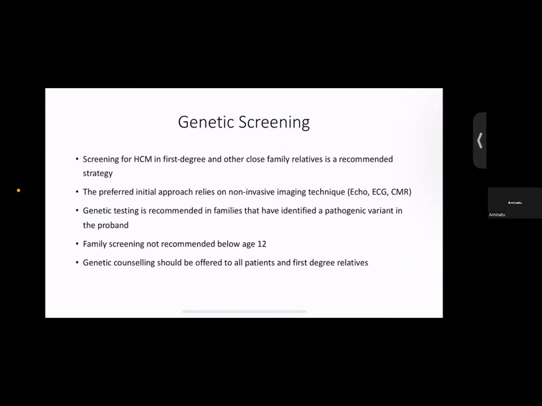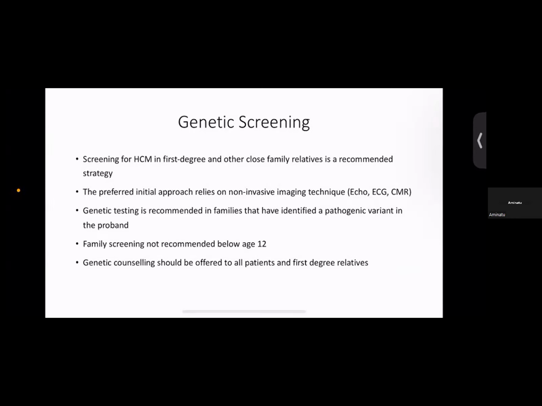Genetic testing is recommended in families that have an identified pathogenic variant in the proband. The proband is the first family member that presents with the genetic disease, and once the proband has the pathogenic variant, family members can now go for genetic testing. Genetic counseling should be offered in all patients and first degree relatives.